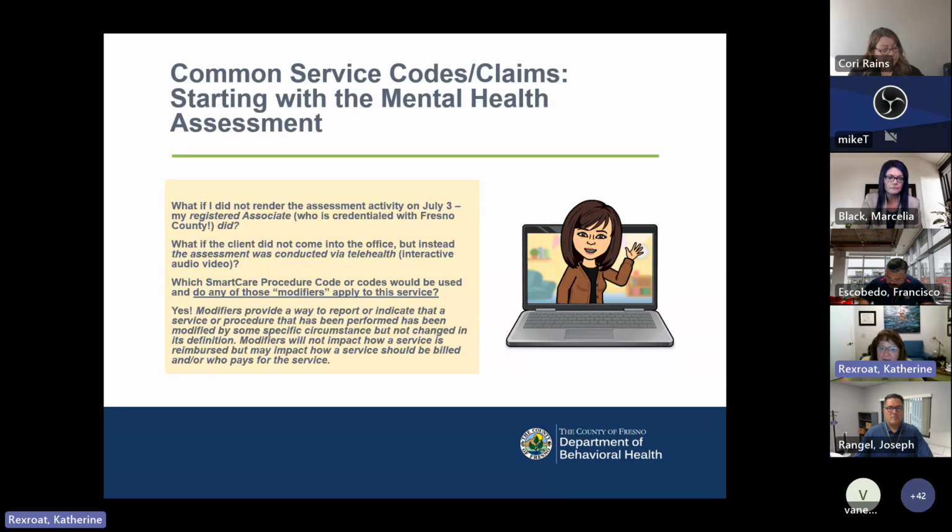Modifiers provide a way to report or indicate that a service or procedure that has been performed has been modified by some specific circumstance, but not changed in its definition. Modifiers will not impact how a service is reimbursed, but may impact how a service should be billed and or who pays for the service.